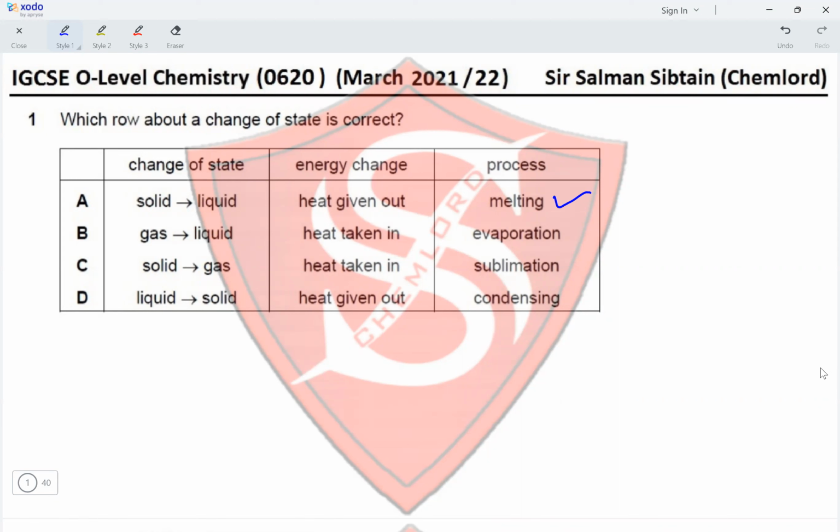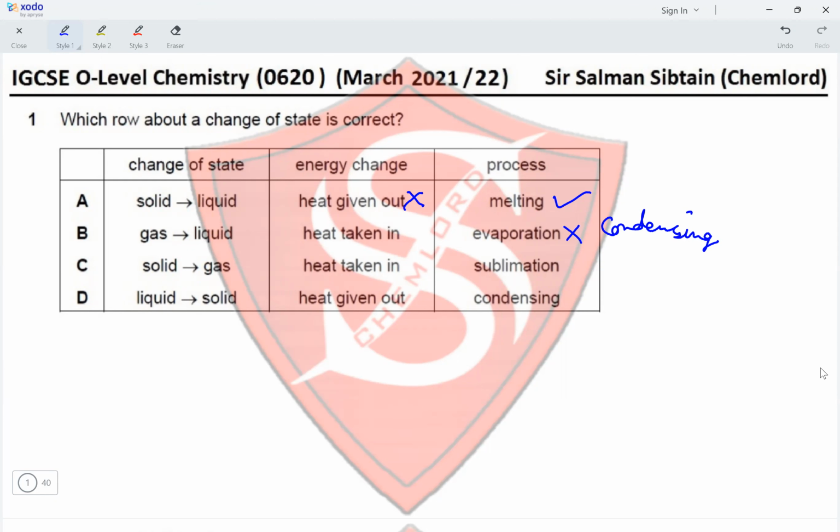And the energy change given is heat given out. No, heat is not evolved, heat is taken in. So this is incorrect. Next, gas to liquid. Now, gas to liquid is condensation. So the process given is evaporation. So this is incorrect. This is supposed to be condensing.